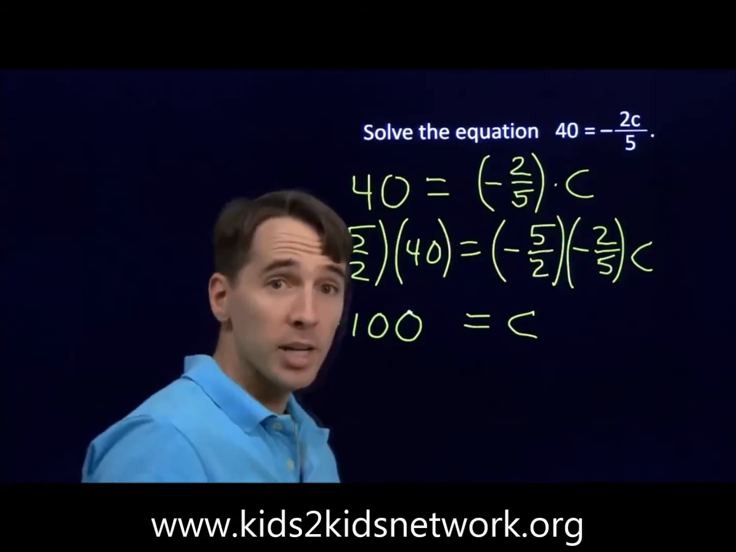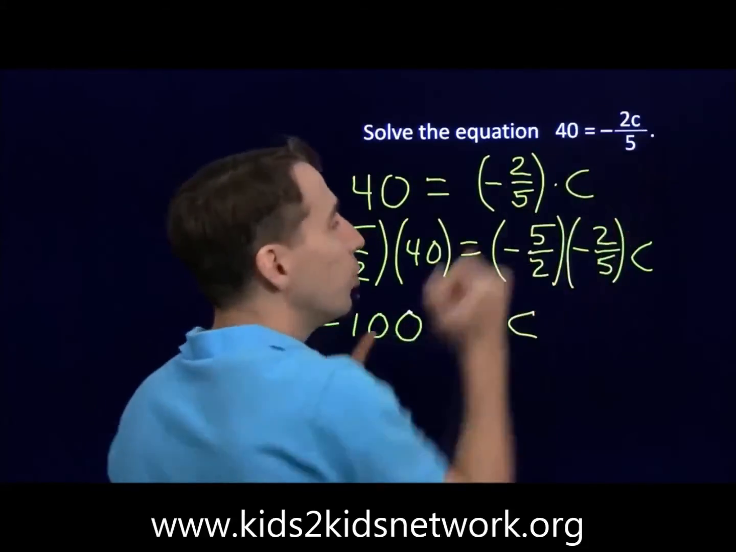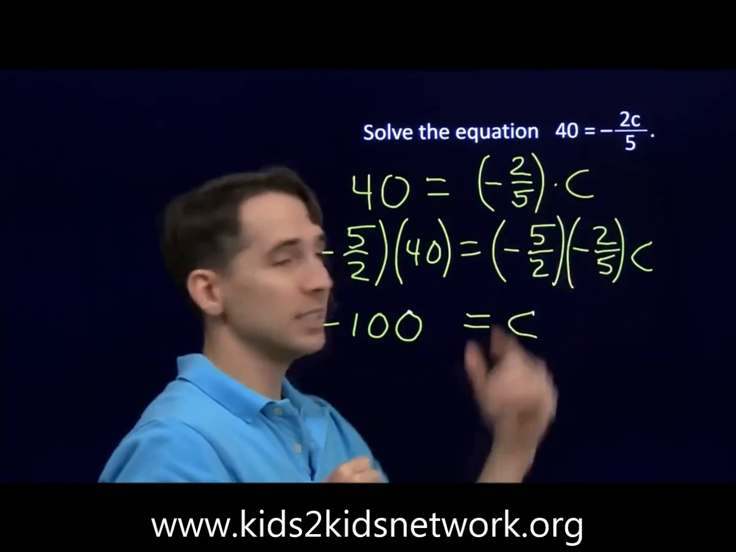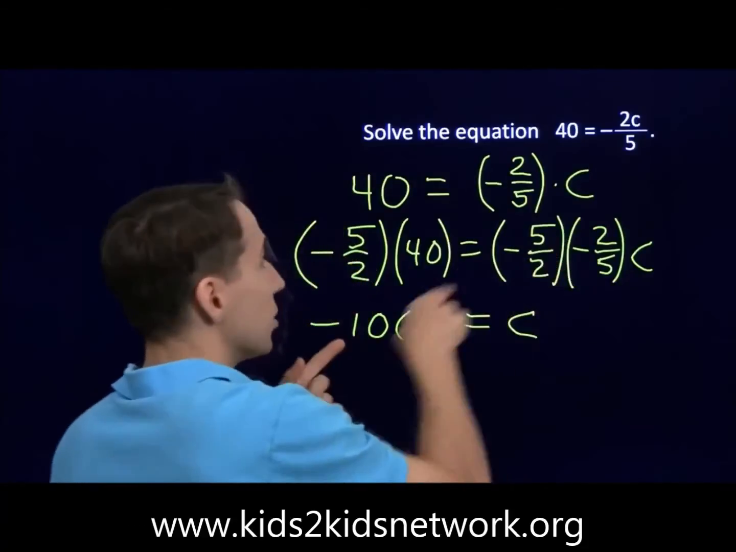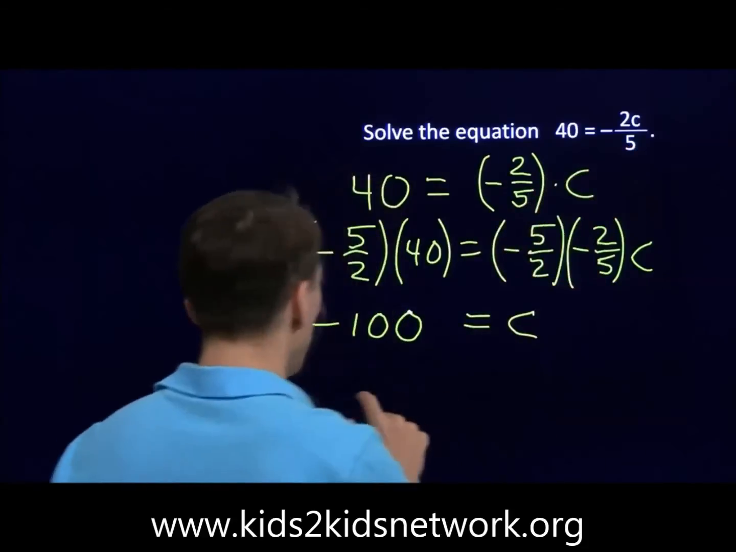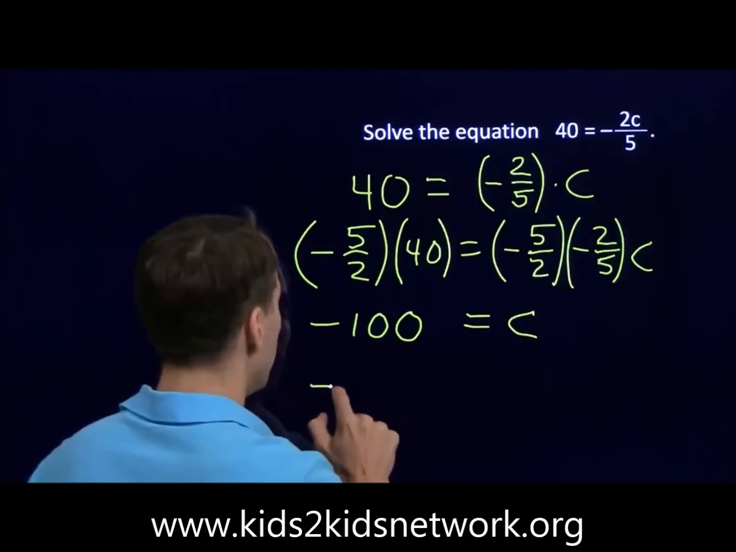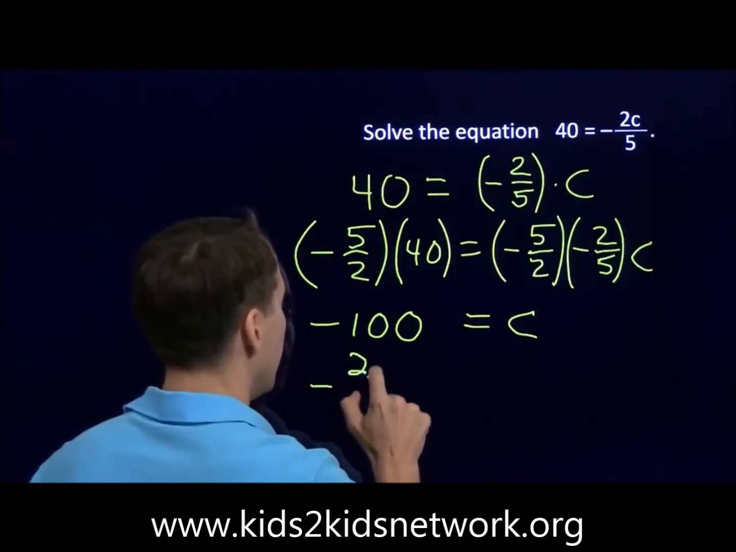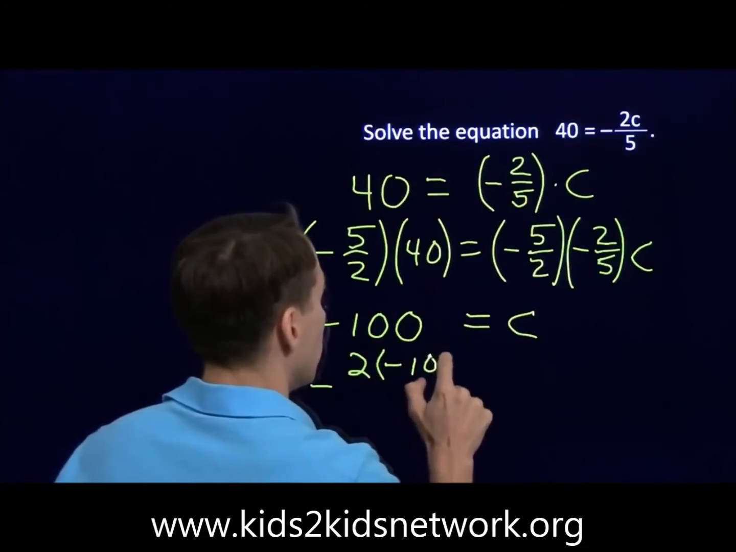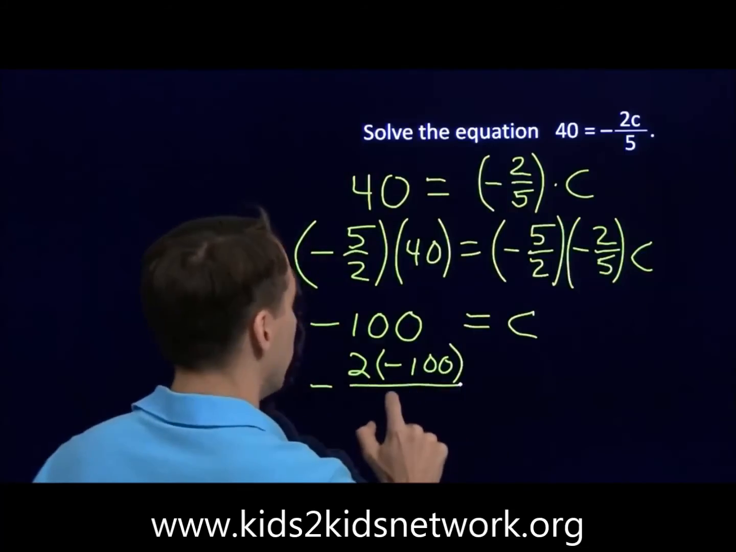Now, a great thing about equations, again, is we can check our answers. We can put negative 100 back into this equation and make sure we get the right answer. Make sure that 40 comes out. And we put negative 100 in there for c. So let's check that out. Negative 2 times negative 100 over 5.